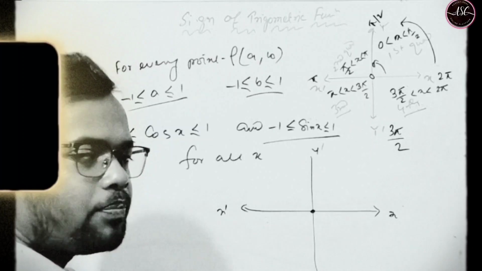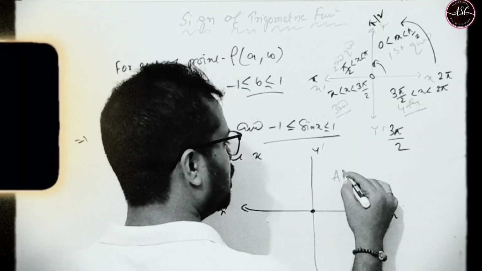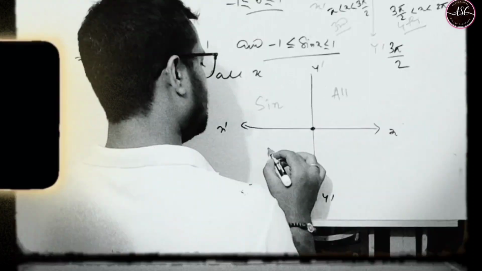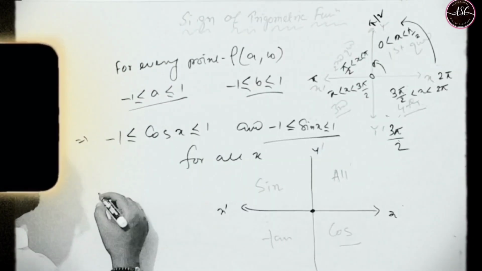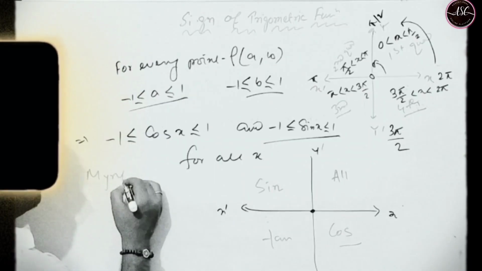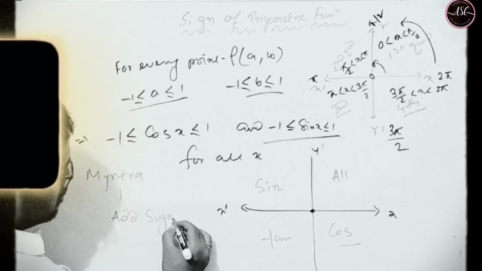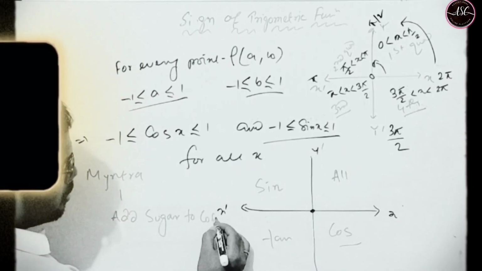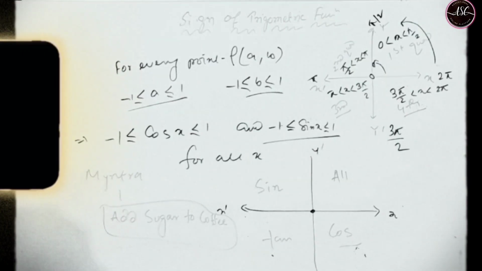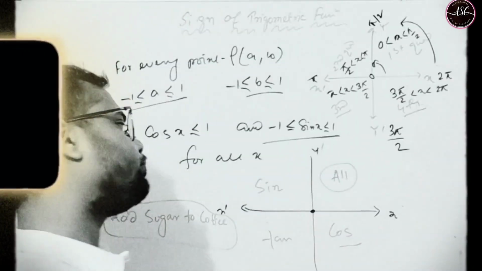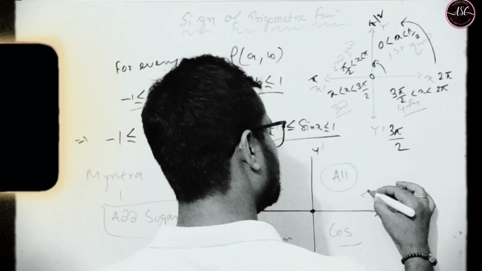Here we should remember a mantra, that is all sine, tan, cos. The mantra is add sugar to coffee. Please remember this mantra. Add: in the first quadrant, all of the trigonometric functions will be positive.